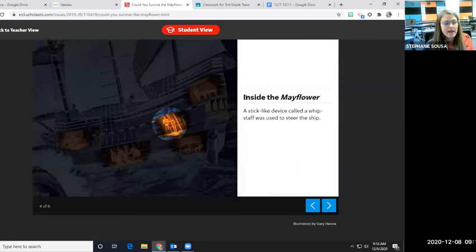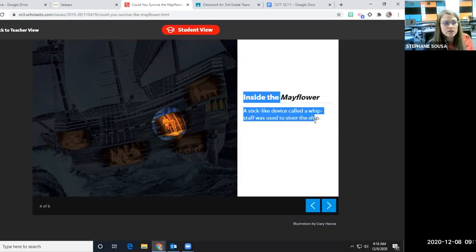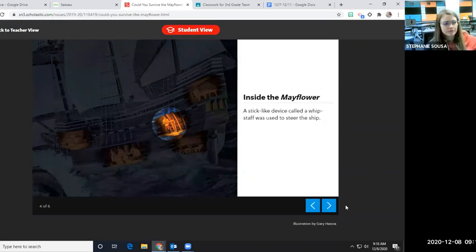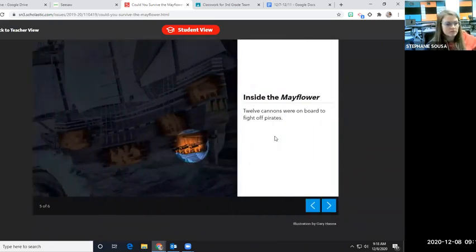Next slide. Inside the Mayflower, a stick-like device called a whipstaff was used to steer the ship. So there wasn't a steering wheel like you see inside of cars and buses, and there wasn't a, what do we call that? A ship's steering wheel. I can't remember what that's called right now. There was a stick that they would use and that would control parts in the water that would turn to make the boat follow.